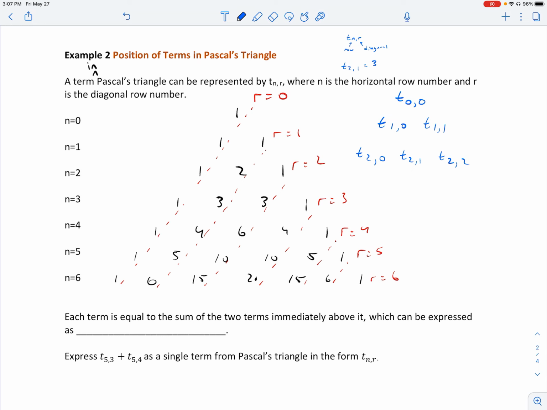Okay, once you pause the video, try to do the next row. Okay, so the next row would look like this. This would be row 3, still diagonal 0. And then we'd have T 3 1, T 3 2, T 3 3. So you can see the row will always stay constant all the way through, and then it's just the diagonal that will increment as we go left to right.